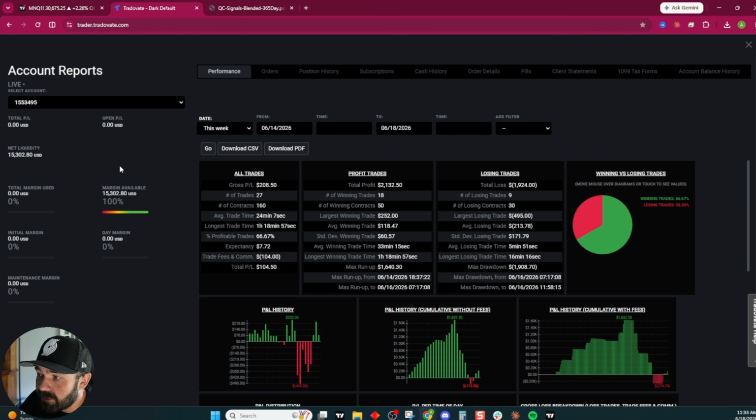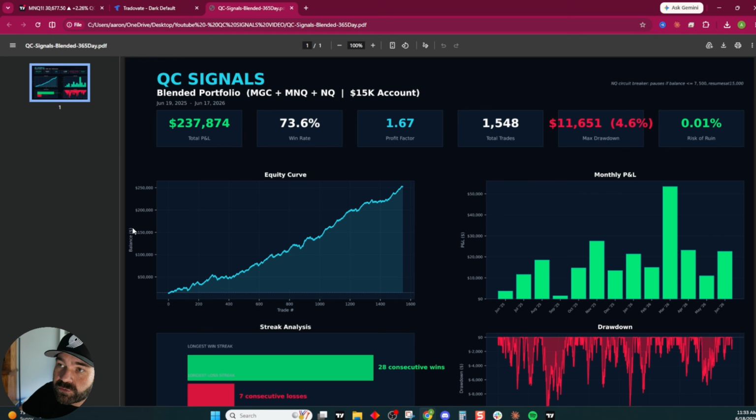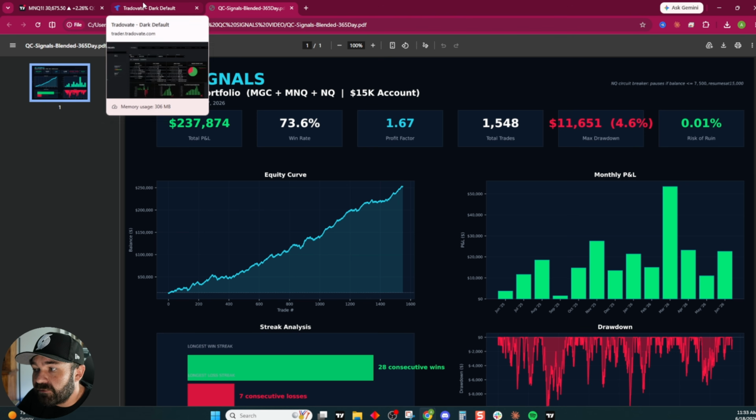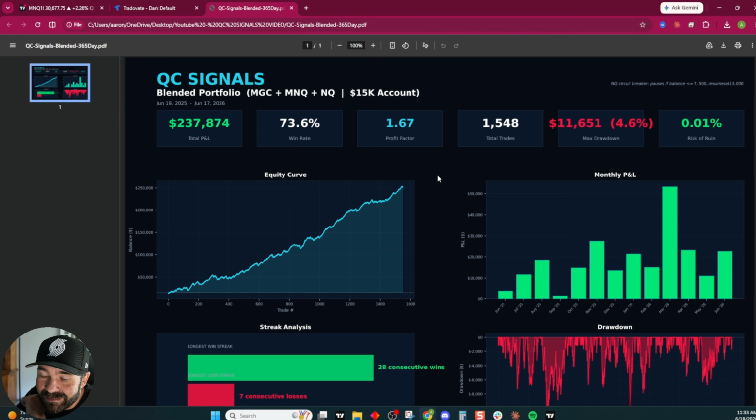This is my balance on June 18th. I'm not taking any trades. So going into June 21, we're starting at $15,302. And we hope to see even a fraction of this, and we will be happy. So that right there is the breakdown of MGC, MNQ, and NQ that I'm running on my live account with weekly updates coming for the remainder of 2026. And let's see how we do.